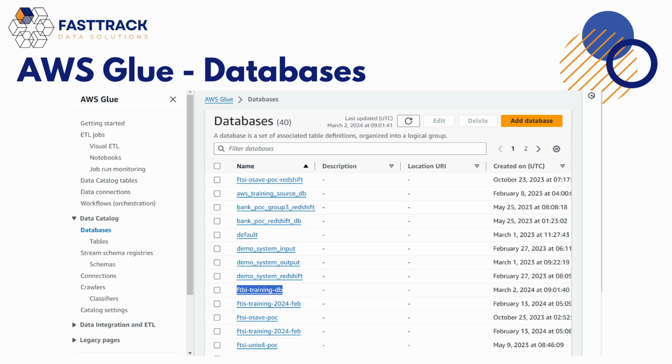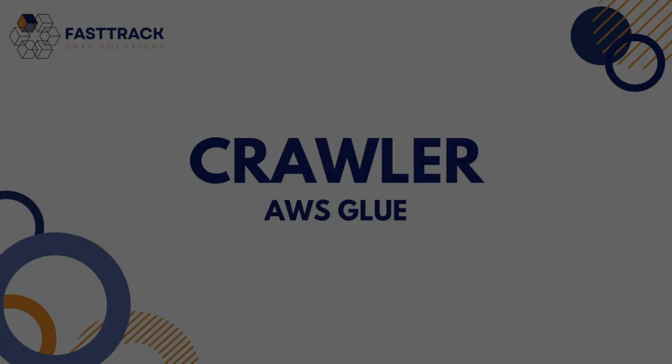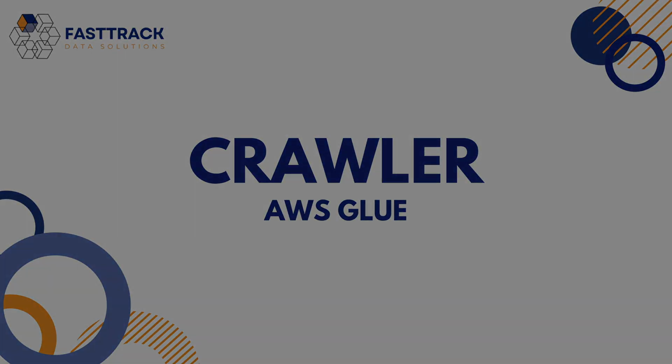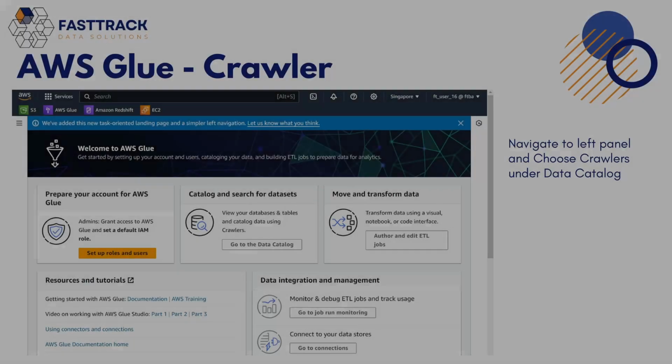Click on the new database, and you will be redirected to your created database page. Currently, there are no tables associated yet. Now moving on to crawlers. Open the AWS Glue console and choose Crawlers. Click Create Crawler and provide the name, optional description, and tags.